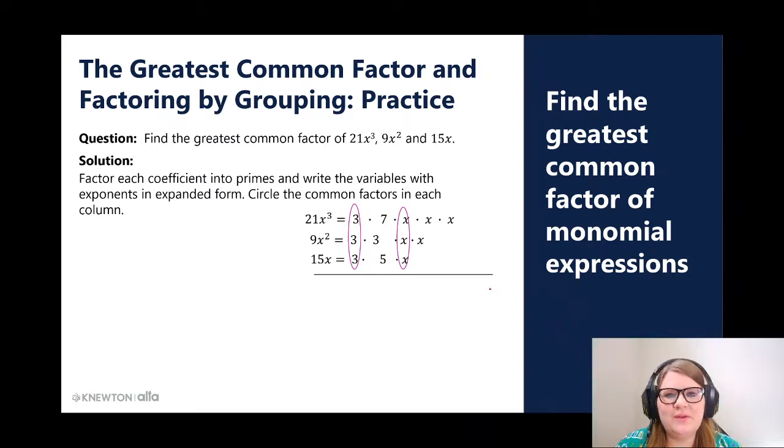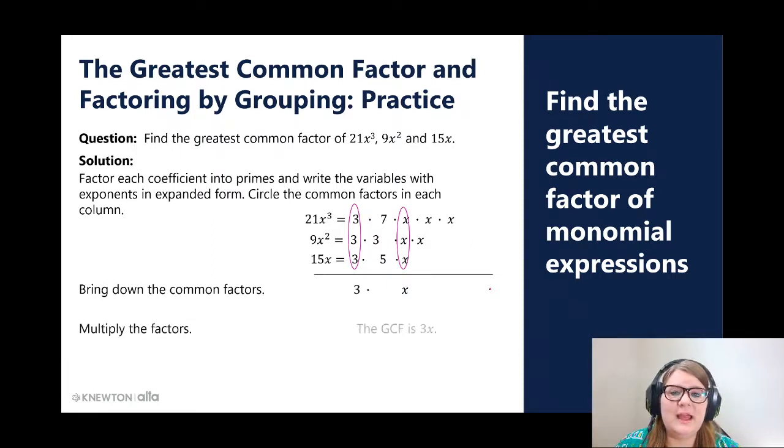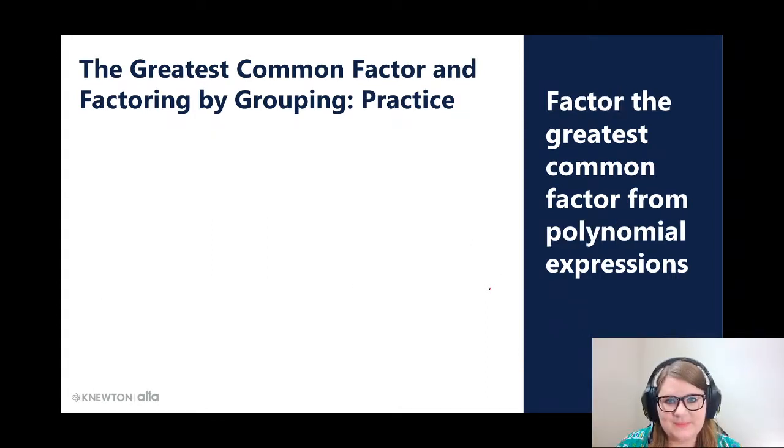Notice that for the coefficients, when I'm breaking them up, I am writing those factors in increasing order from smallest to largest. That way it is easier for me to line up the ones that match. Now you'll notice in this case, every single term has a factor of 3 and a factor of x. Therefore, when I bring those down, I can see that my greatest common factor had to be 3x.